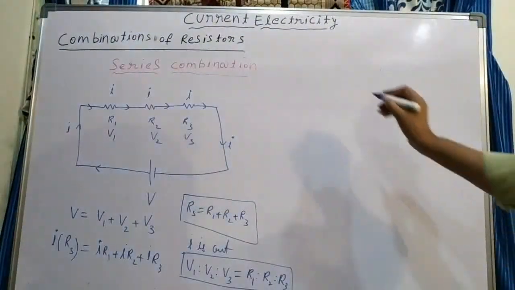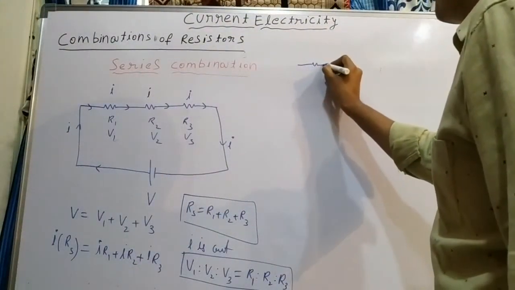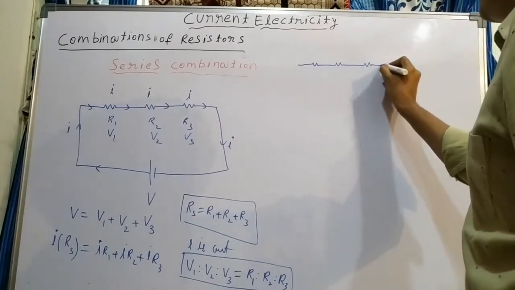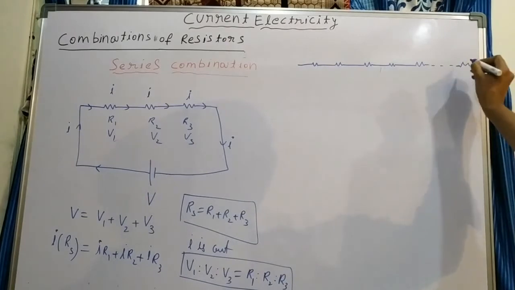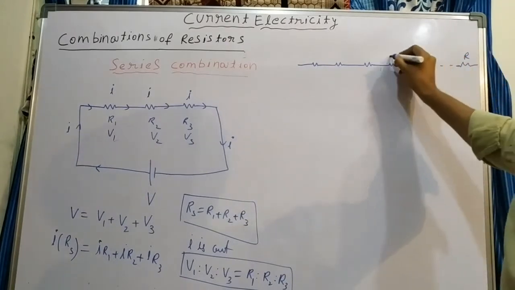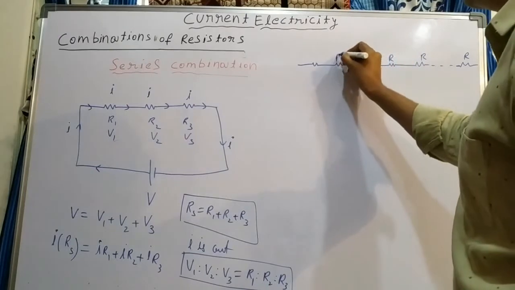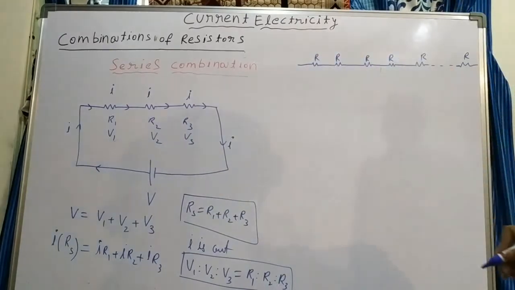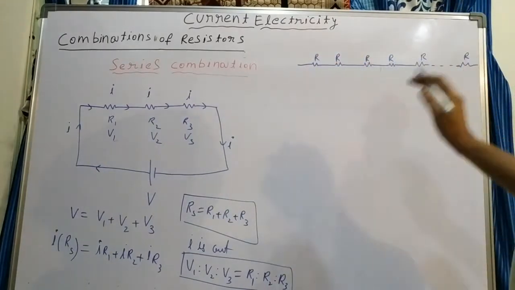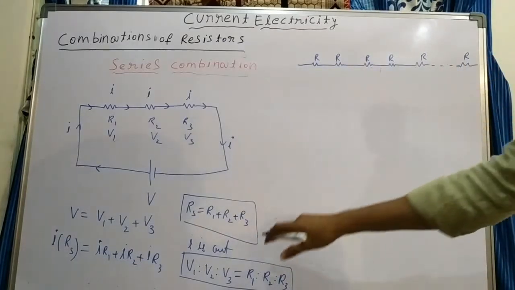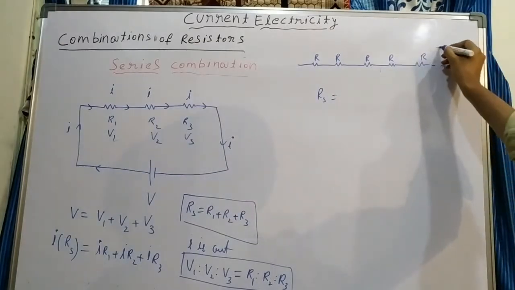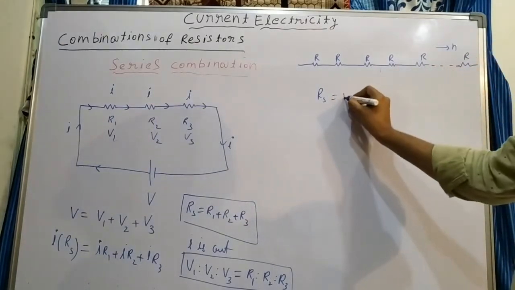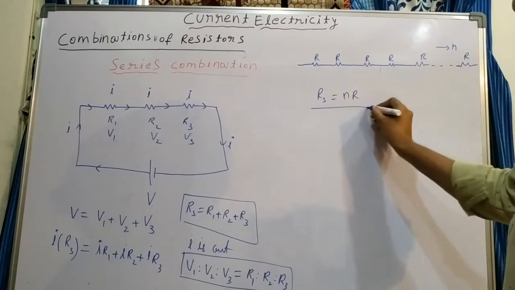Suppose you take this type of resistors: n identical resistors are there, each of resistance R, all connected in series. What is the total resistance now? R plus R plus R, like that you can add according to this formula. Then R series equals, how many do they add? Like this they add n resistors. So total resistance is R into n, nR we get.